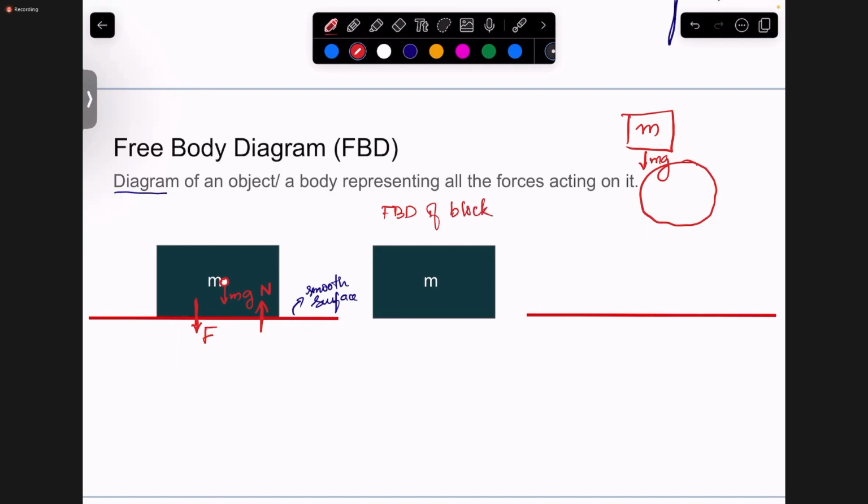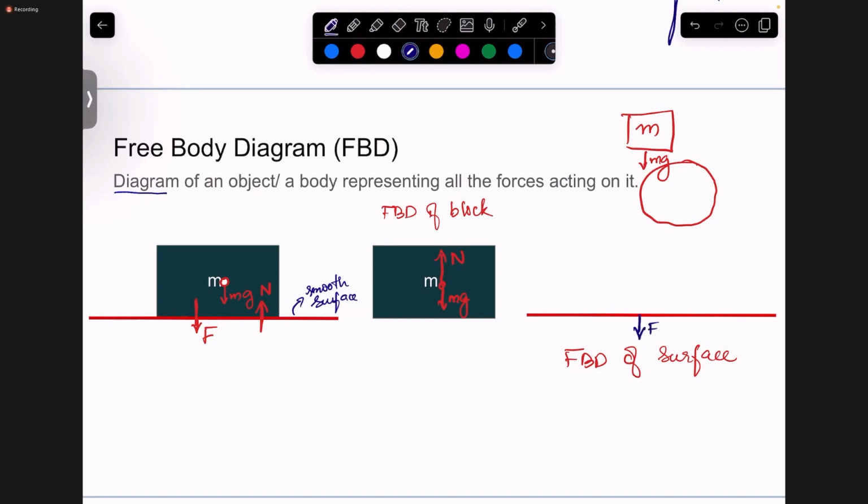Okay, so what we have seen, there is an mg force which is acting vertically downwards, and there is an N force that is being applied by the surface to the block of mass m. Okay, now you can see the FBD of the surface. So this is the surface. You can see this block is exerting some force, that is F.